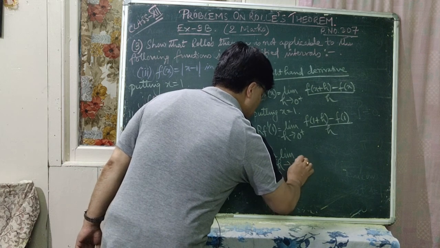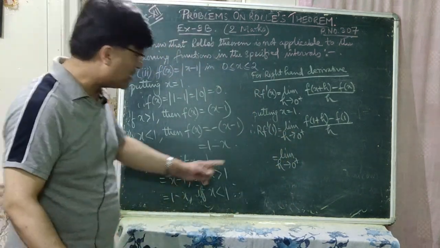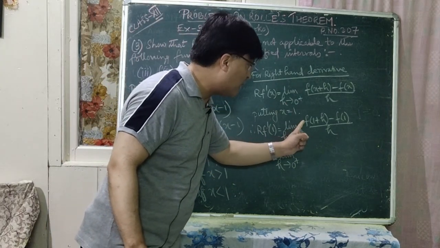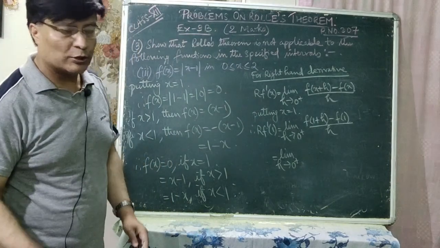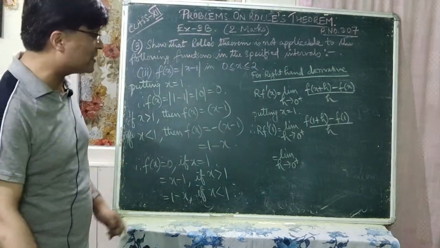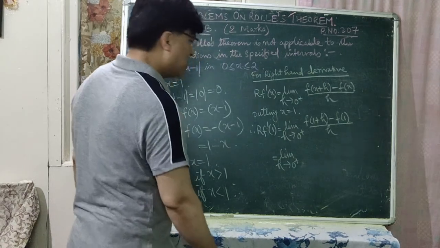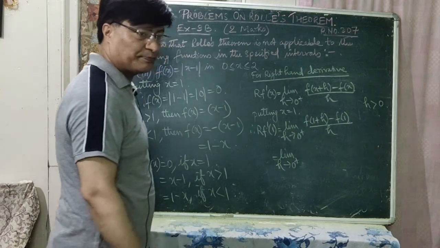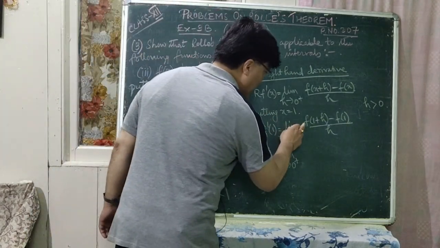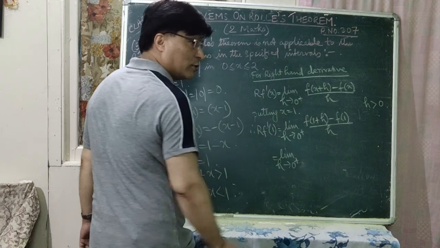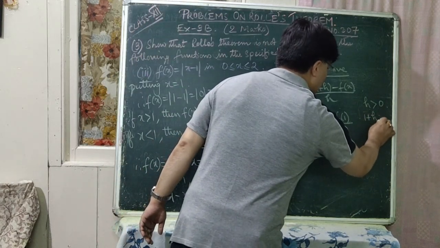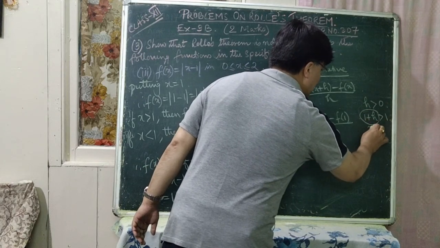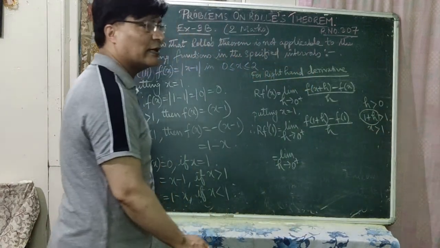Limit h tends to 0 plus. So when h tends to 0 plus, what is the value of f of 1 plus h now? You should find out the value of f of 1 plus h when h tends to 0 plus. So what is the meaning of h tends to 0 plus? This is h greater than 0, right? Since you have to get the value of f of 1 plus h, you add 1 on both sides. So it is 1 plus h greater than 1, right? So this 1 plus h, you can take it as x. So this is x greater than 1.